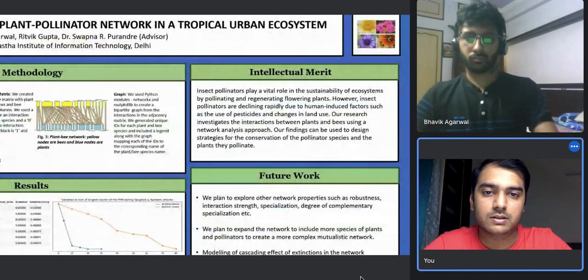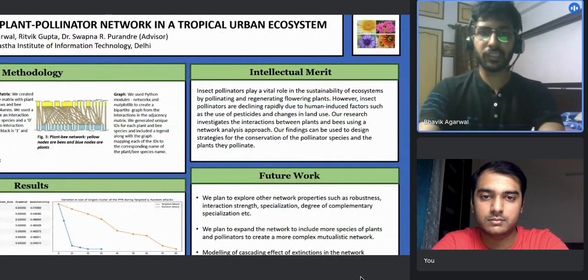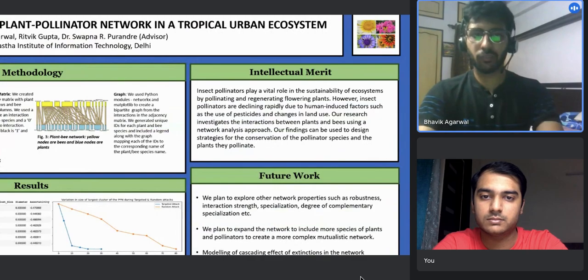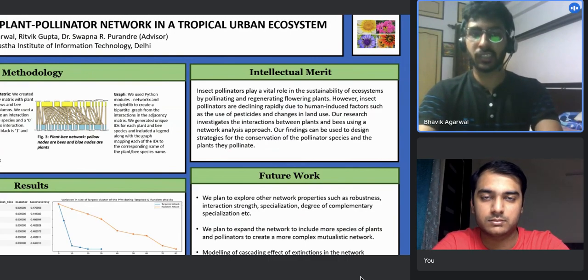largest cluster. Okay. Now I am going to walk you through intellectual merit. So basically, insect pollinators play a vital role in the sustainability of ecosystems by pollinating and regenerating flowering plants. We all know that, okay. However, we have seen that insect pollinators are declining rapidly due to human-induced factors such as the use of pesticides and change in land use.